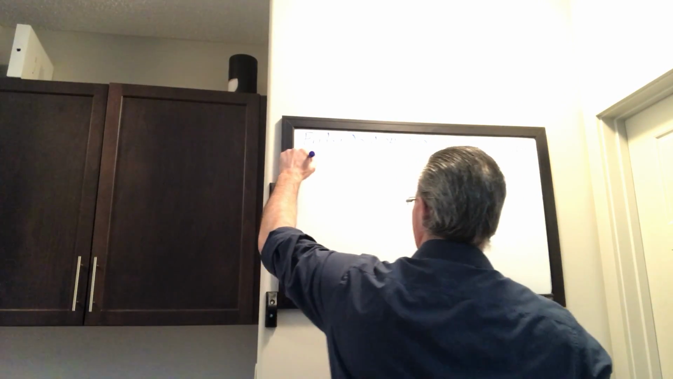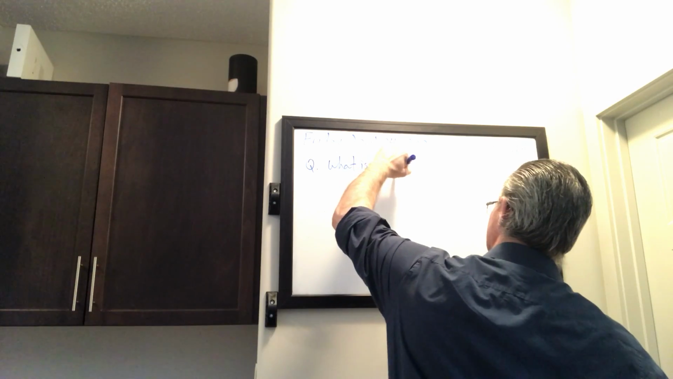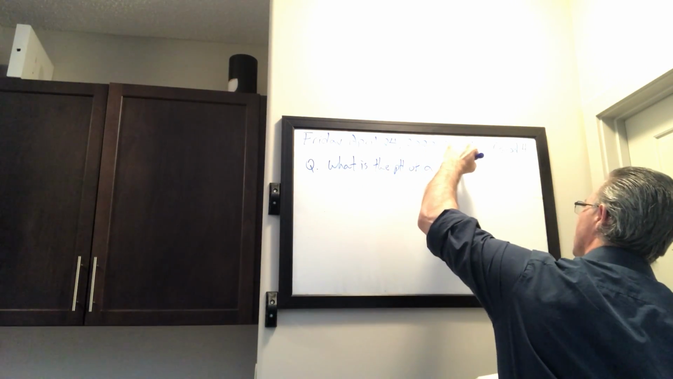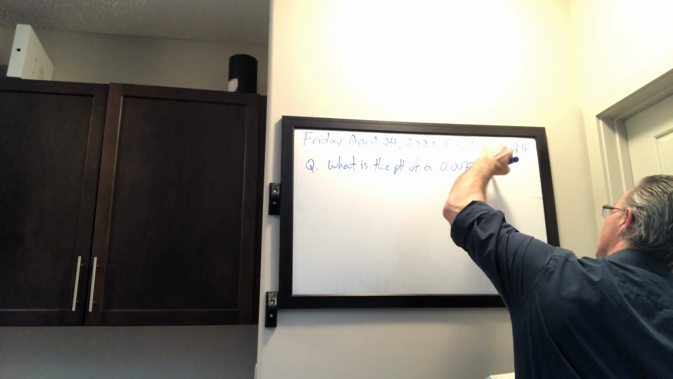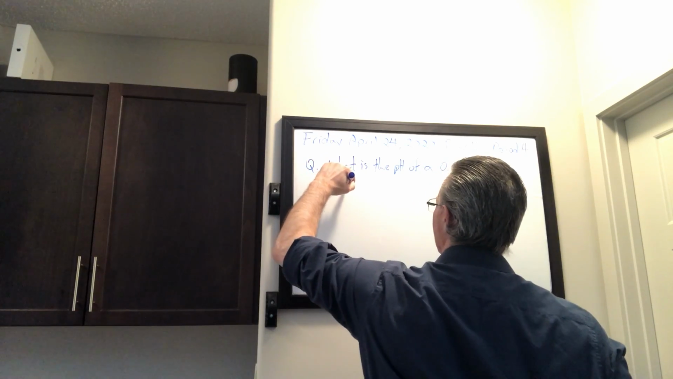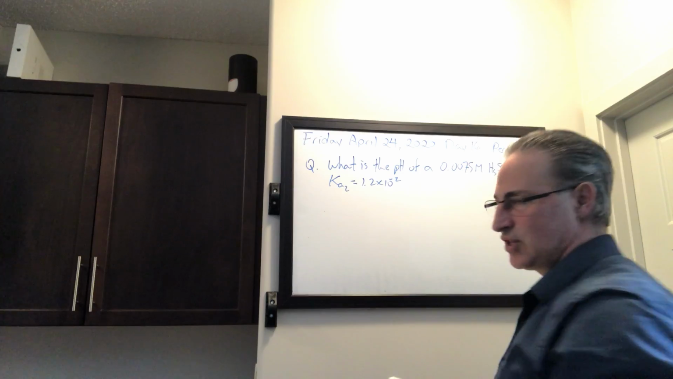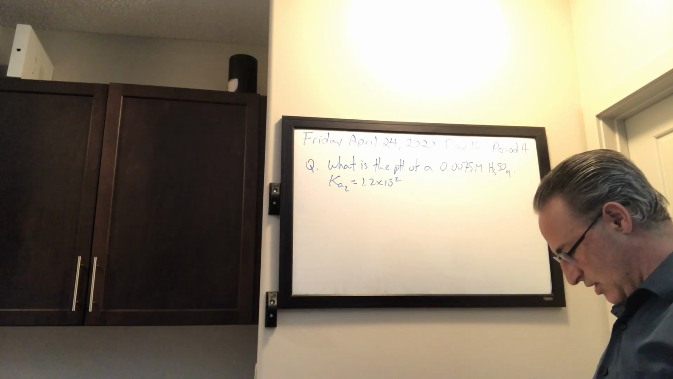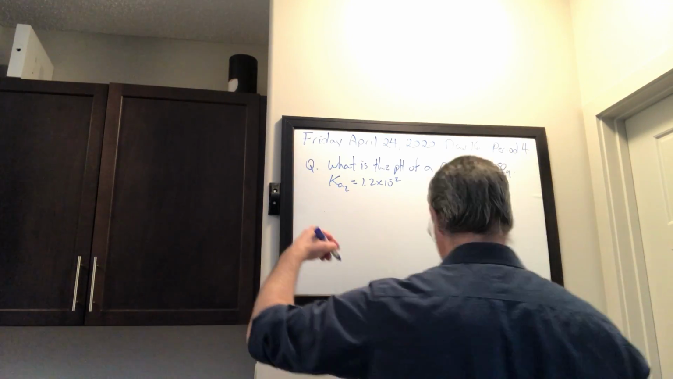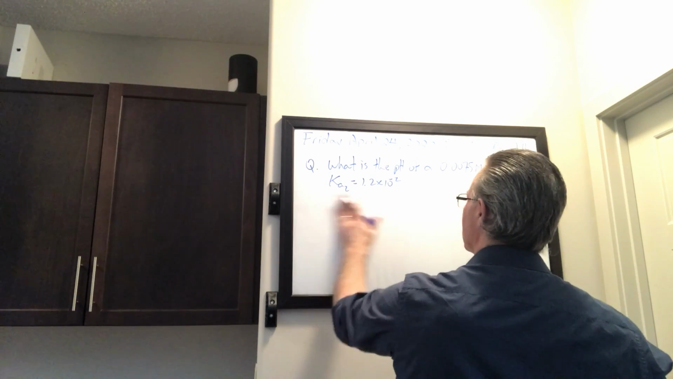So the question is, what is the pH of a 0.0075 molar H2SO4 solution? Ka sub 2 is equal to 1.2 times 10 to the negative 2. First dissociation is obviously complete because it's a strong acid. So you set up the equation Ka sub 2, which equals 1. Well, let's continue this one.